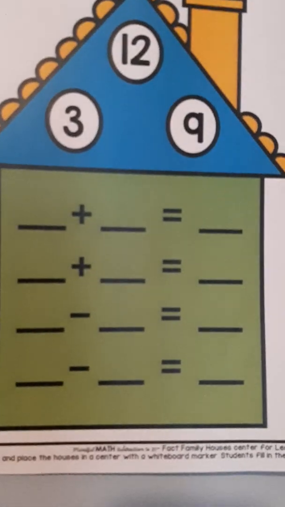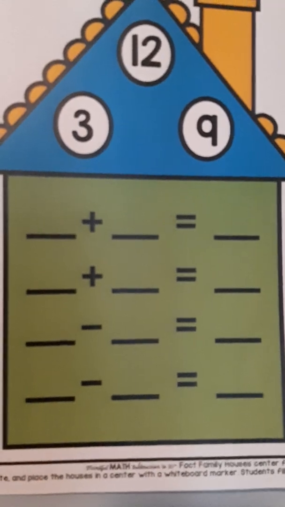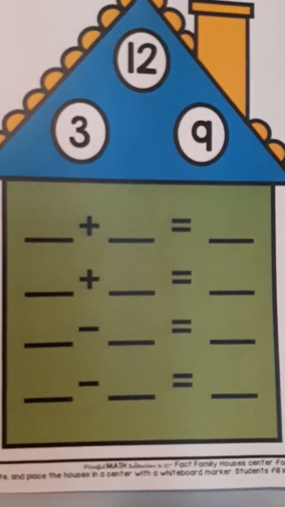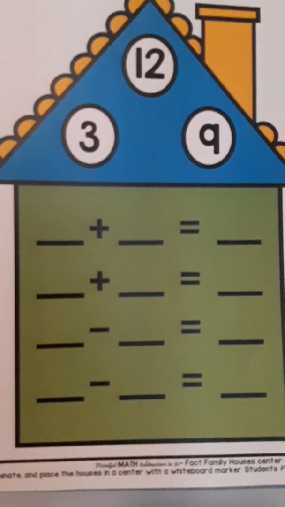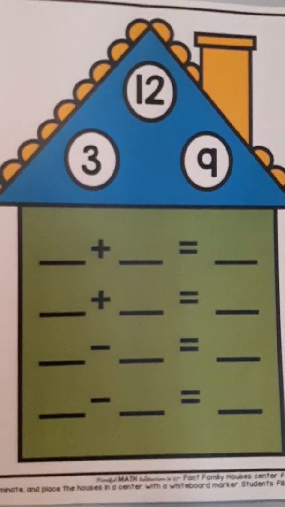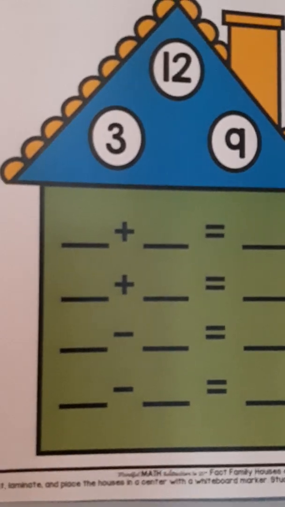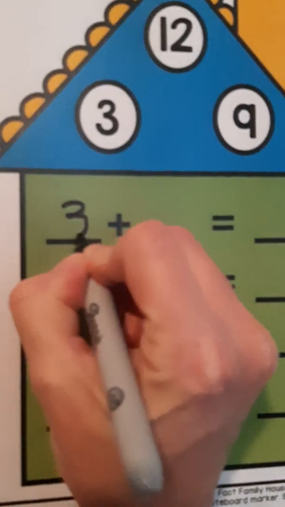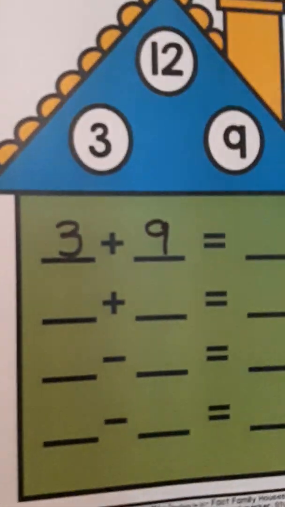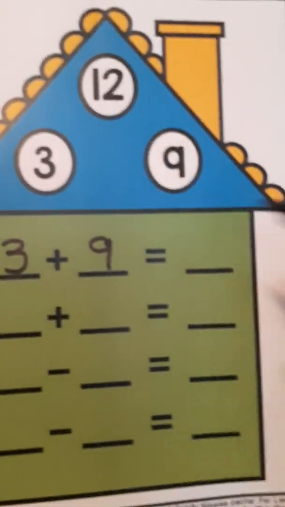Okay, let's move on to the next house. Okay, and in this house, we're going to build a fact family that has 12 as the whole and 3 and 9 as the parts. So let's start with the parts. We're going to build our adding questions first. A part plus a part, 3 plus 9 equals the whole, 12.